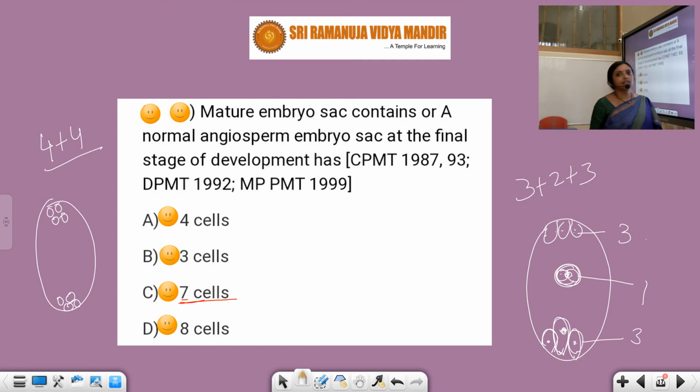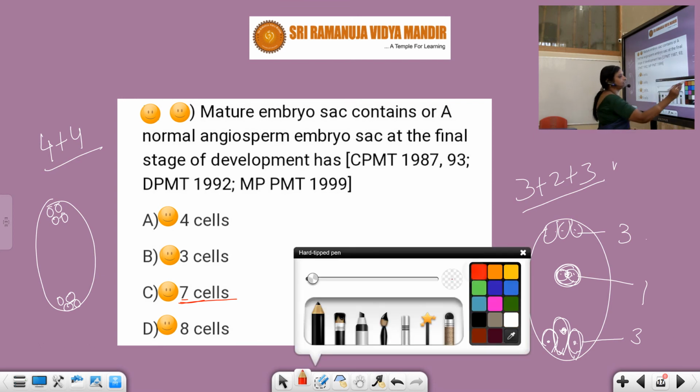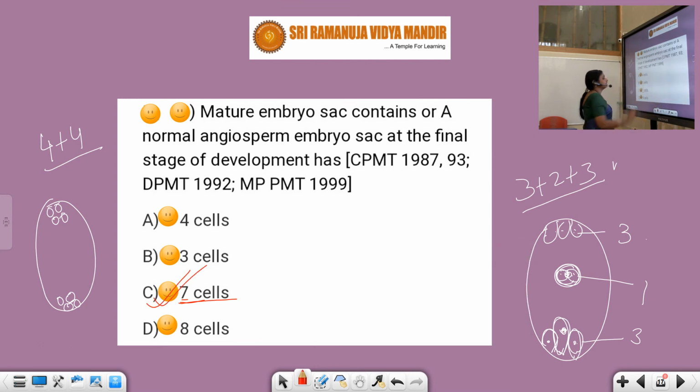3 antipodals, 2 synergids and the egg, and here 2 polar nuclei. So the nuclei are arranged in a 3 plus 2 plus 3, 8-nuclei structure, and before that 4 plus 4 nuclei. But the cells are 7. So the answer is the 7-celled stage.